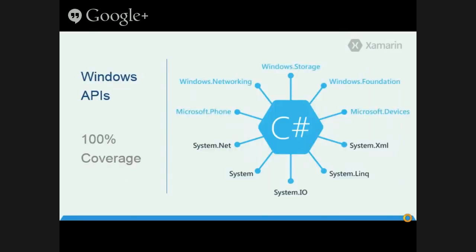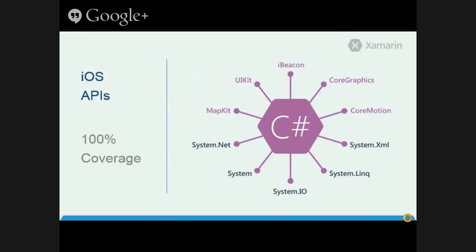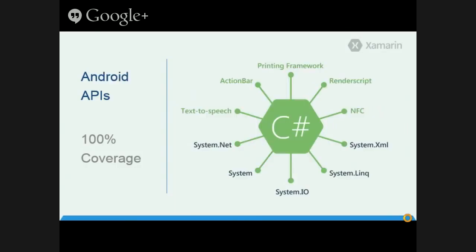And so you have access to these core .NET framework libraries, and then you have the platform-specific ones like Windows Storage. The same with iOS. You have the core .NET stuff: System.Net, System.IO, System.Linq. And once you go LINQ, you don't go back. And then System.Xml. And then you have all the other ones that are specific to the platform, which there's a lot more than was listed. But those are some of the examples.